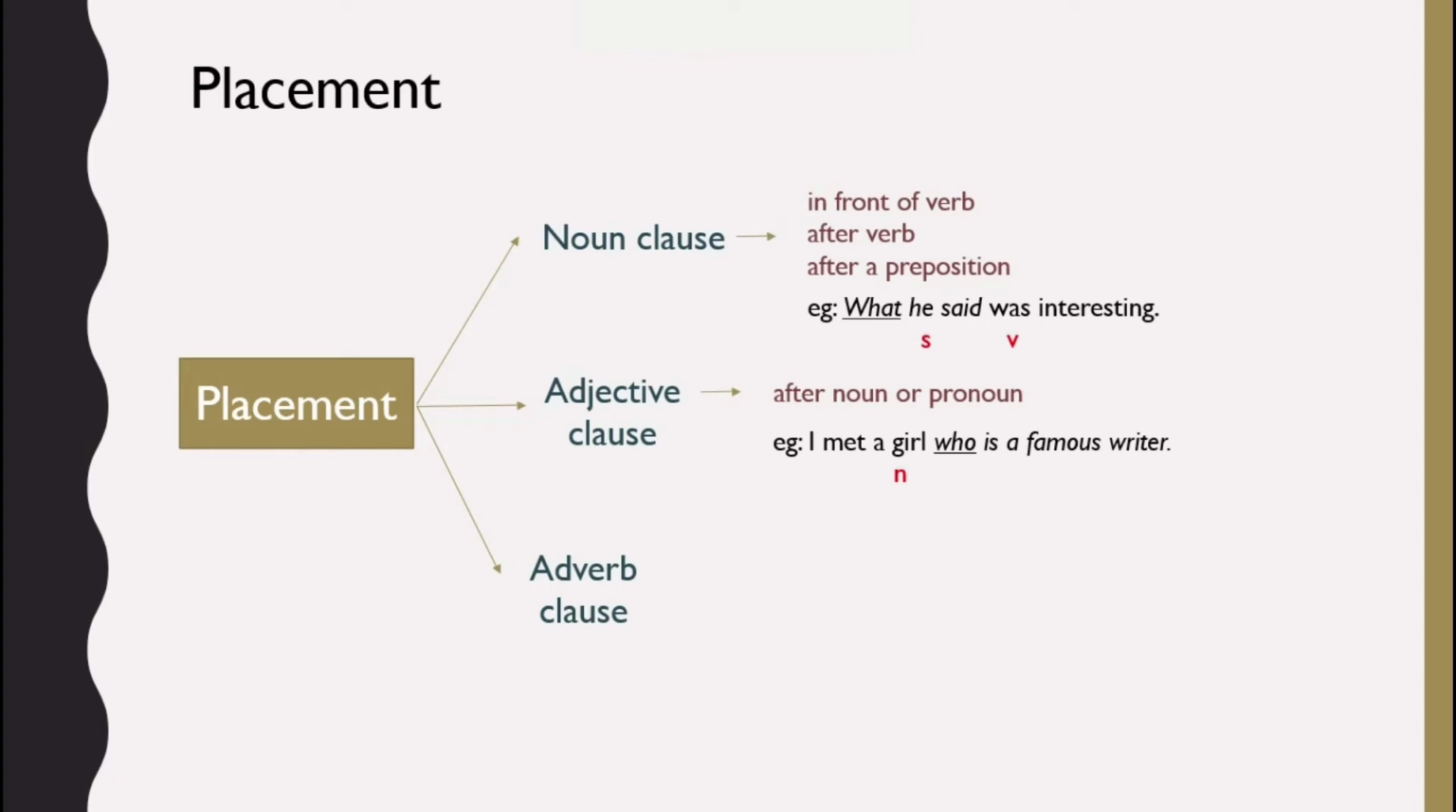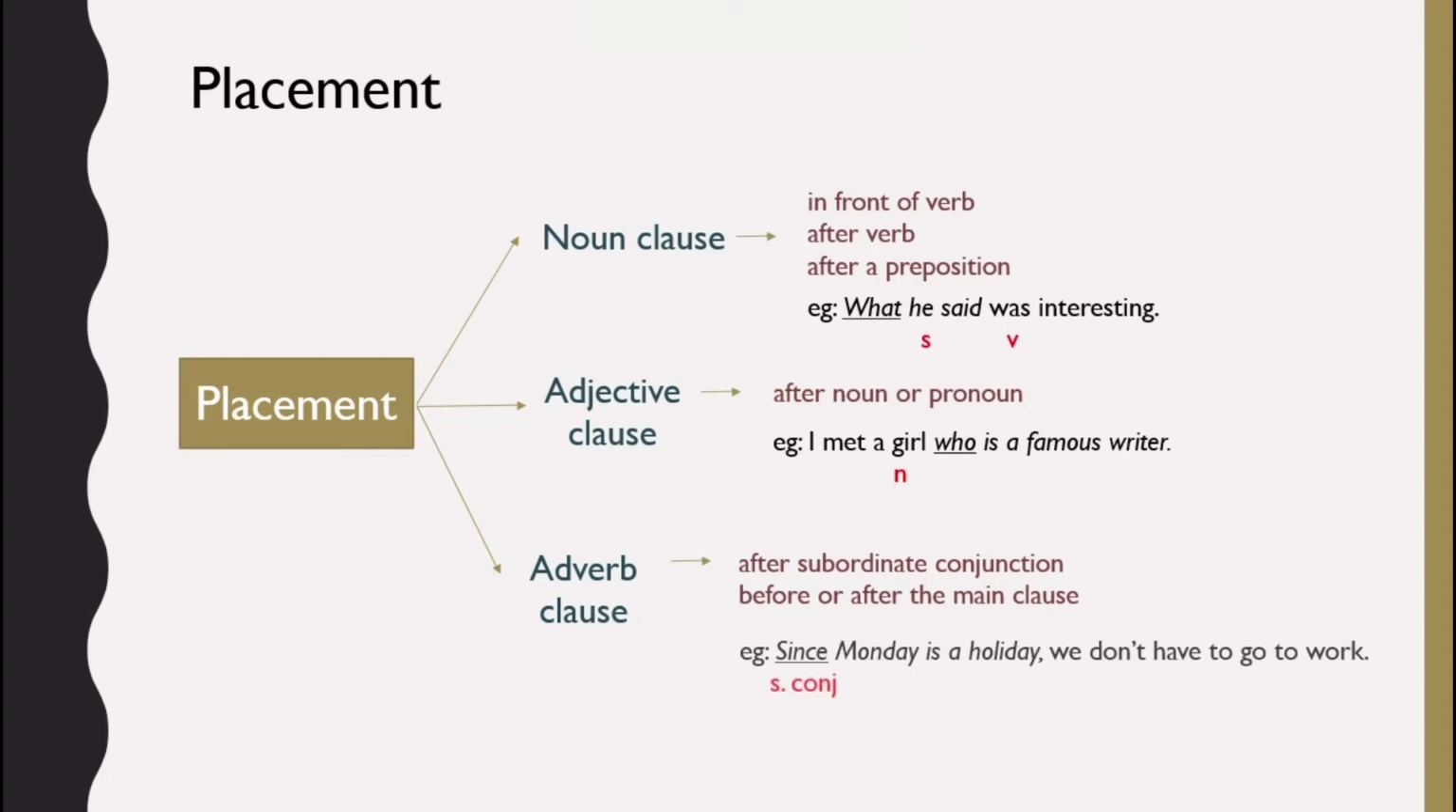Finally, the last one is the adverb clause. It is very easy to recognize the adverb clause. We can know that adverb clause usually comes after subordinate conjunction. It can come either before or after the main clause. So for example, since Monday is a holiday, we don't have to go to work. So we can find that since is a conjunction of time, so that comes before the main clause.